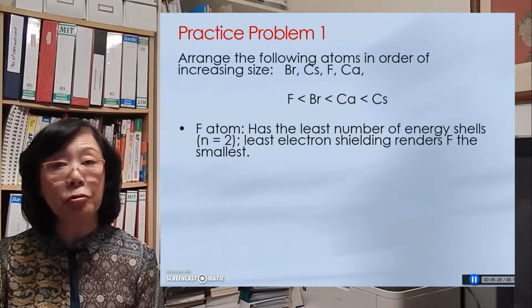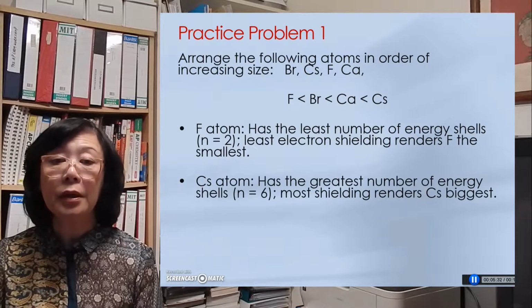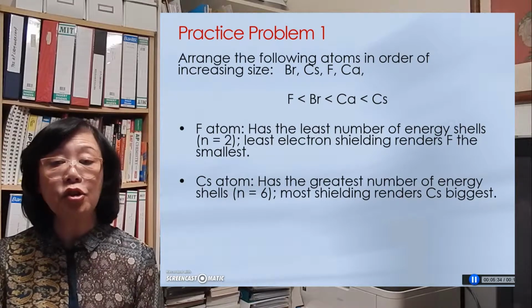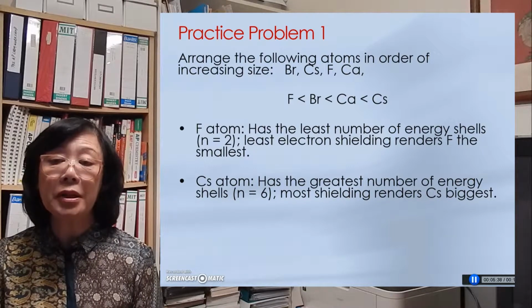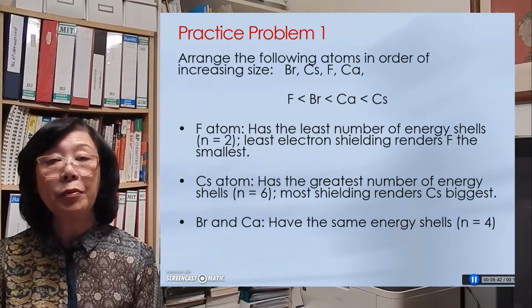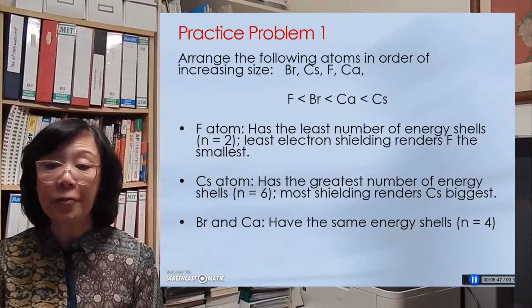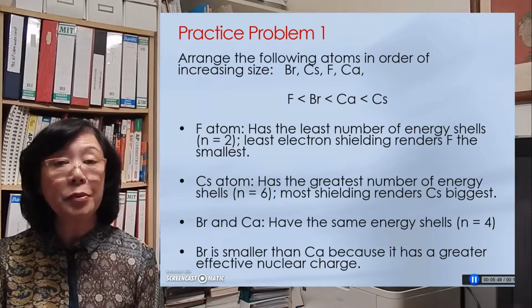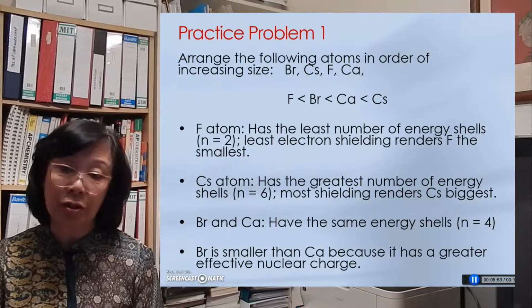Fluorine has only 2 energy shells, therefore it has the least electron shielding effect, making it smallest. Cesium atom has 6 energy shells. There are more core electrons, having the most electron shielding effect, making it the biggest atom. Now with bromine and calcium, they both have the same energy level, which is n equals 4. Therefore, bromine is smaller than calcium because it has a bigger effective nuclear charge.